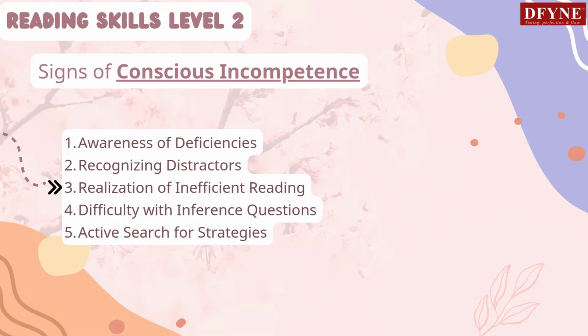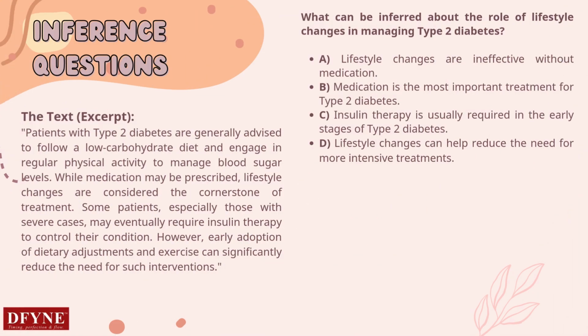If you are in the second level of competency, you may also notice that reading every word is not an effective strategy, but you would also struggle to implement better techniques like skimming and scanning. Learners here also realize that they struggle with inference questions and can now identify when they are missing the implied meaning of a passage.